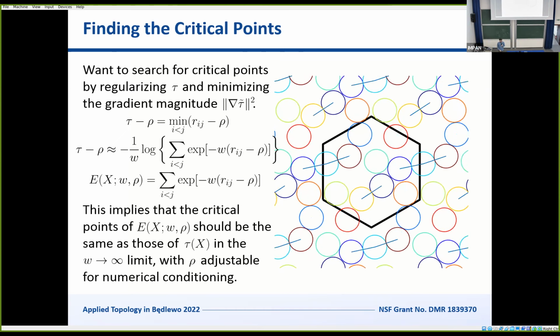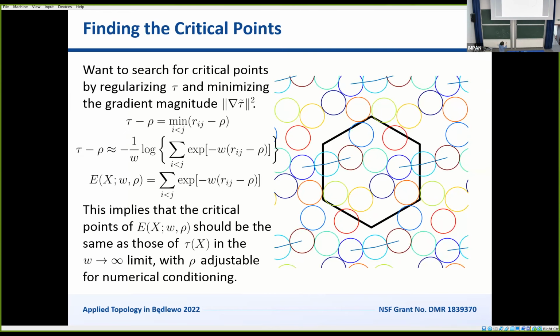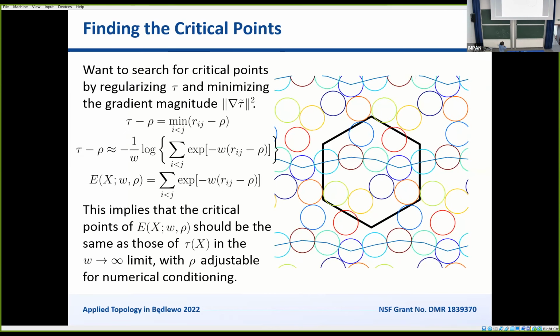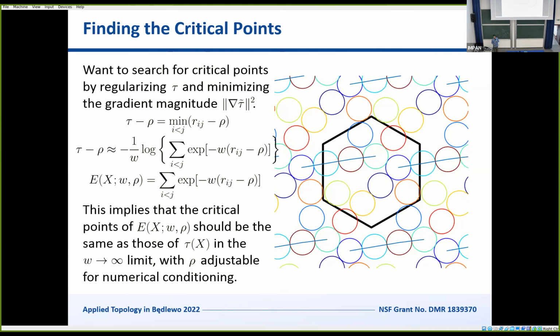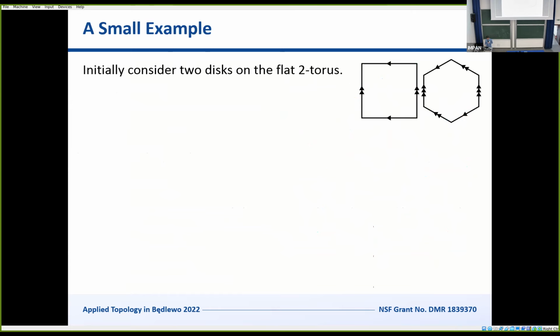If I multiply every term in this by an exponent of negative W rho, it definitely doesn't change where my critical points are, right? It's just multiplication by a constant. And so in fact, I use rho in this sense just for numerical conditioning. The location of the critical points is independent of that choice.